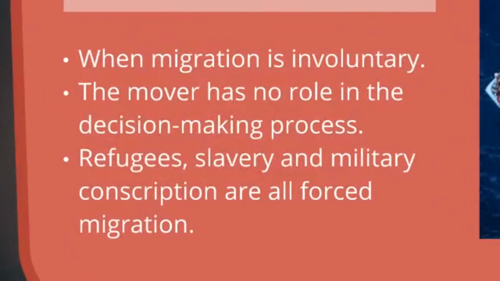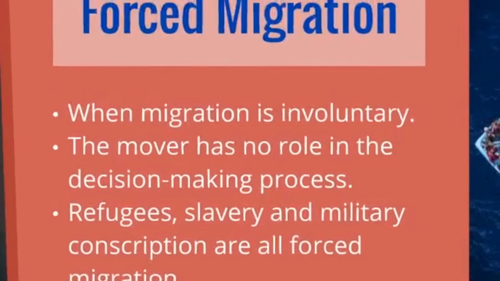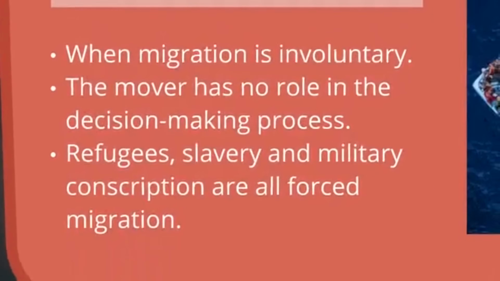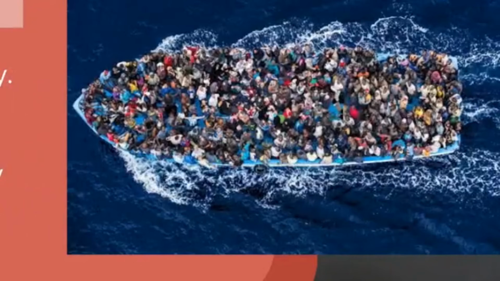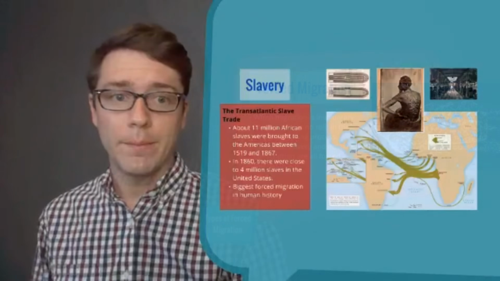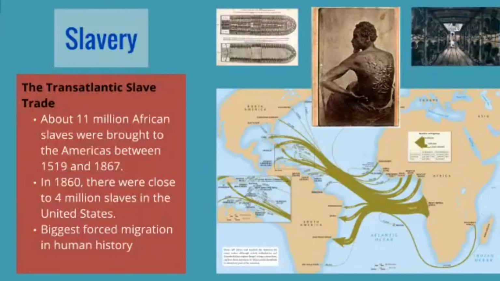When a migration is involuntary, that means that the mover has no role in the decision-making process. That is called forced migration. So forced migration is when the mover has no decision-making. They have to leave. That includes refugees, slavery, military conscription, and any other type of involuntary movement. We see here on this boat refugees escaping their homeland, which in this case was Syria, escaping to find a new location. Slavery is an example of a forced migration.